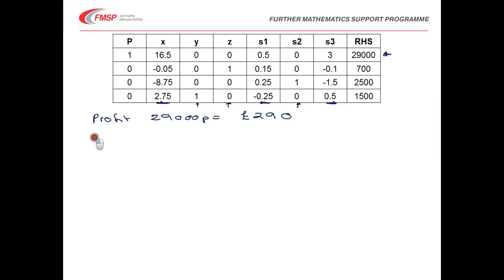So reading off the Tableau, we've got X must be equal to 0. We've got Y equal to 1,500. And these were in grams. We've got Z is equal to 700.